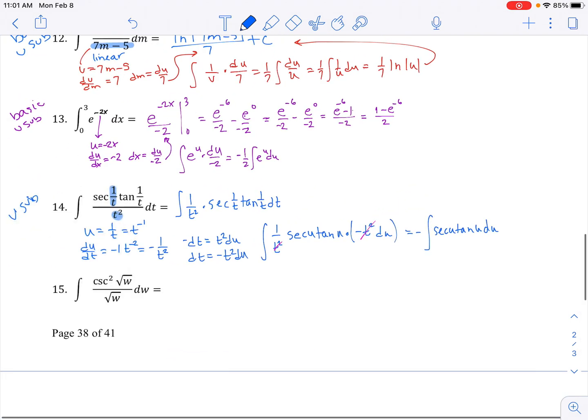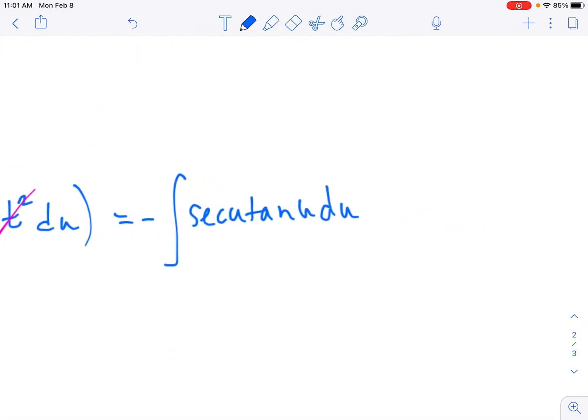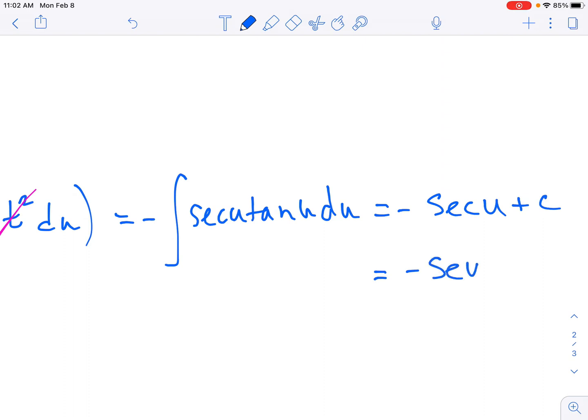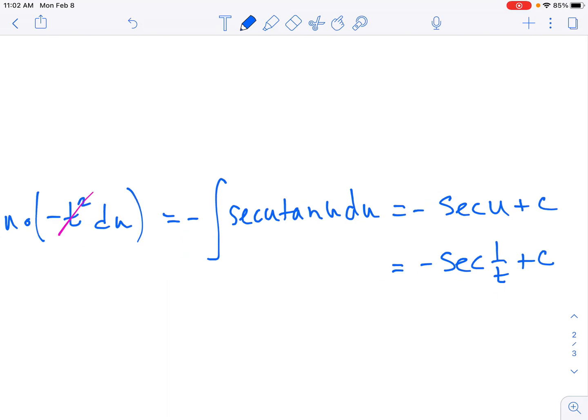So now it's a basic rule, and that basic rule is the antiderivative of secant u tan u is tan u. No, I said that wrong. It's secant u, my bad. So this is negative secant u plus c, and then we can substitute back in. It's minus secant u, get the u out of there, secant 1 over t plus c.